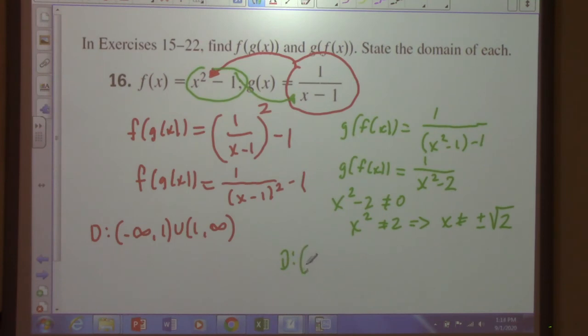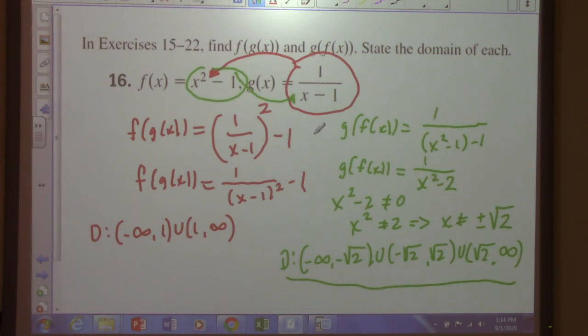So what is our domain for this guy right here? Negative infinity to negative square root of 2, union negative square root of 2 to square root of 2, and then union square root of 2 to infinity. And I'll have you know that I know this is the right answer. We did it in 5th period, and we checked in the book.